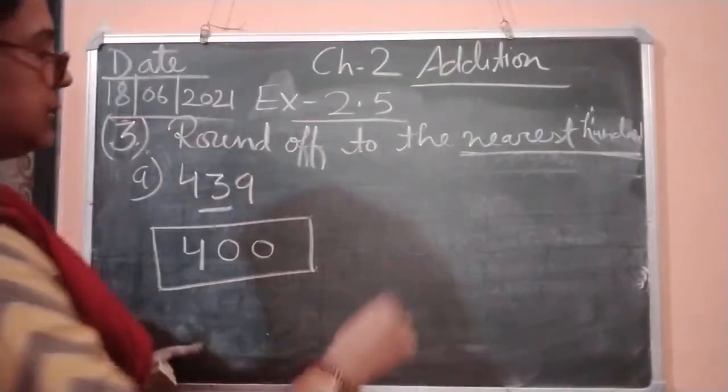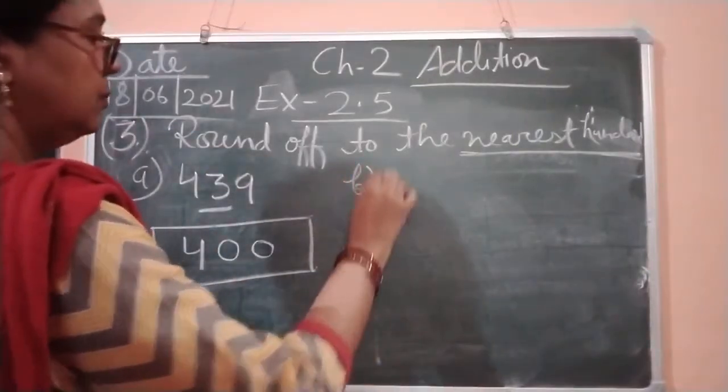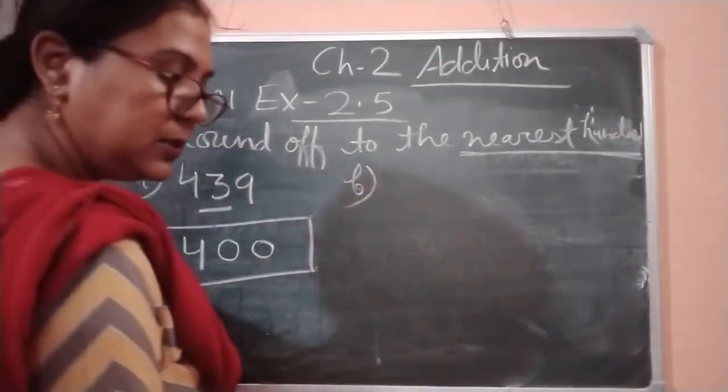Okay. Now we will see B number. What is that B number? This is 187.